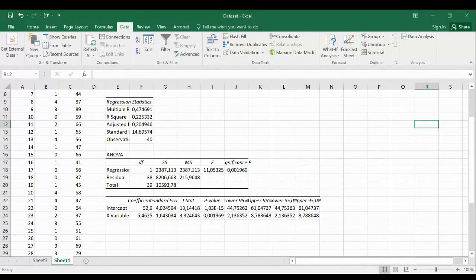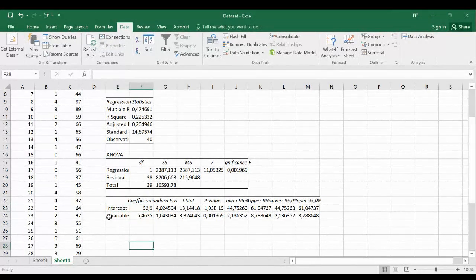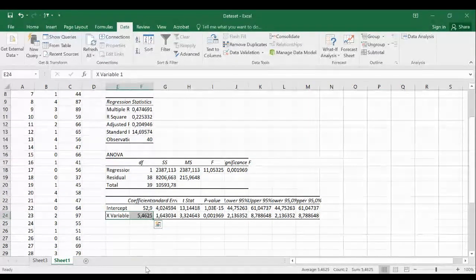So if you can see, the intercept, which is beta 0, the value of beta 0 is there. It's 52.9. So that one is correct. And the value of beta 1, which is the value of the x variable, it's 5.4625. So even that one is correct. So there we were spot on.